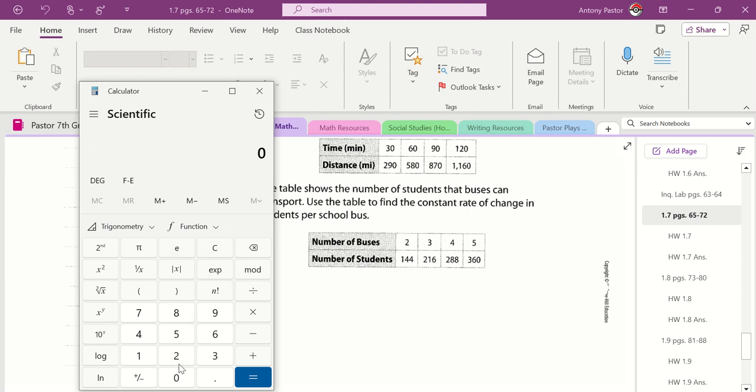Now I'm going to use a calculator. 216 minus 144. Okay, they should be going up by 72 each time. So let's see. 144 plus 72 equals 216. If I add 72 again, it equals 288. And if I add 72 again, it's 360. So this is going up by 72 each time.